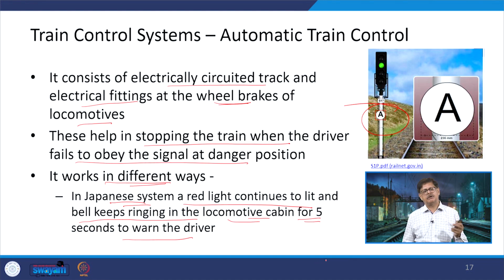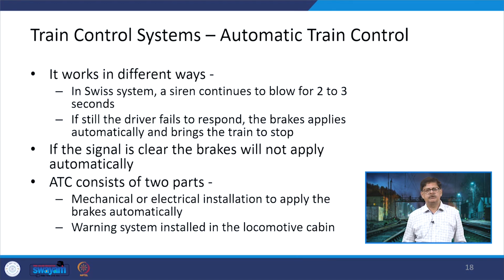by itself. So, we did talk about this type of system in terms of automatic protection with respect to the collision system. There was the automatic collision device or Kavach system which we have discussed. In the Swiss system, a siren continues to blow for 2 to 3 seconds. If still the driver fails to respond, the brakes apply automatically and bring the train to a stop. There, we have discussed that there can be a service brake distance or an emergency brake distance, depending on whether there is a violation with respect to the permissible speed or a violation with respect to the danger.